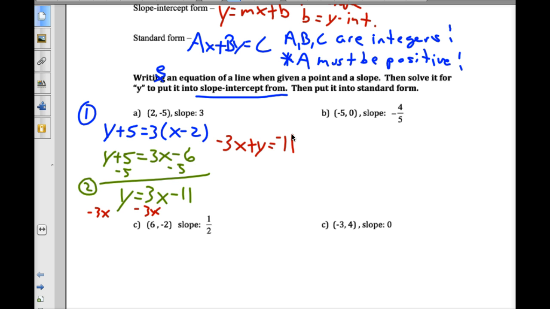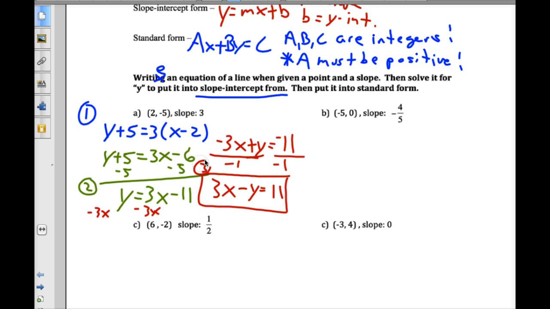Okay, thank goodness they're all integers. We don't have to clear fractions here. But a is not positive. So what do I divide both sides by to make a positive? -1. And then who's got the equation in standard form? What is it, Catherine? 3x minus y equals 11. Put a little 3 by that, or you can box it.